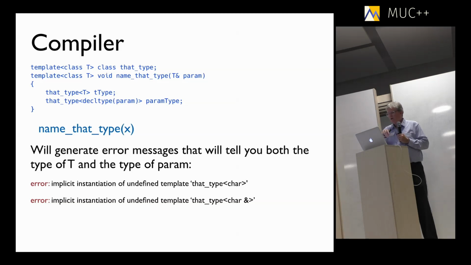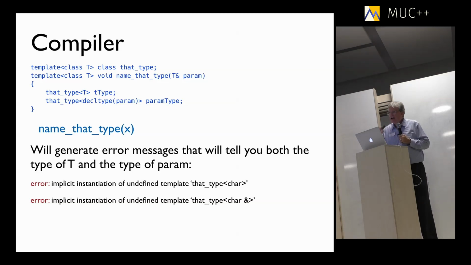Why? Because when we try to compile this, it's going to fail to compile. Why is it going to fail to compile? Because this function is going to try to instantiate that type on T and the decltype of param, and it can't. Why? Because that type doesn't have a definition. So it's never going to compile. You put this code in your program, it'll never compile. That's my personal guarantee. But why do you do it then?